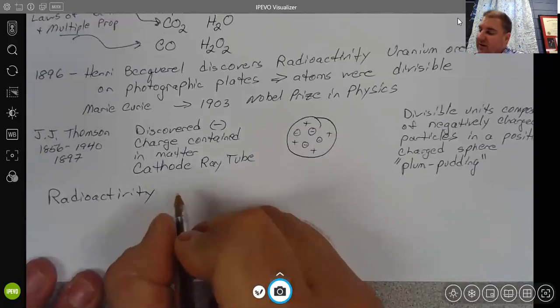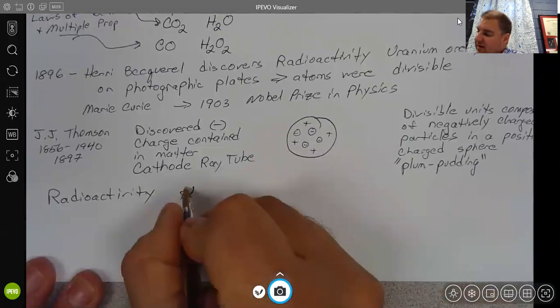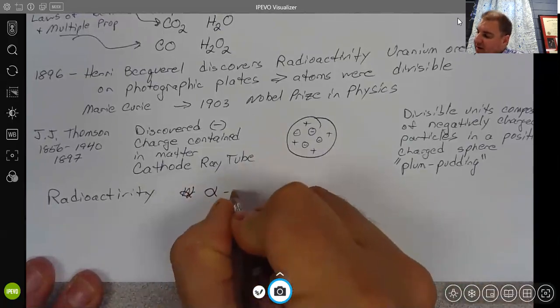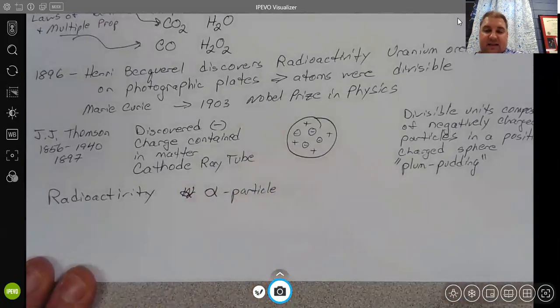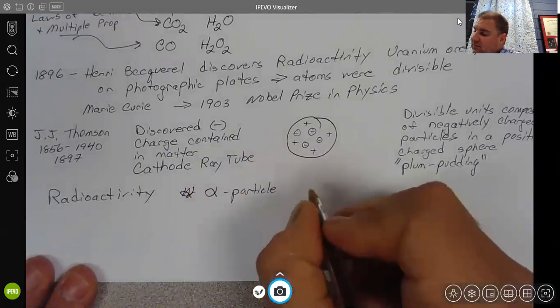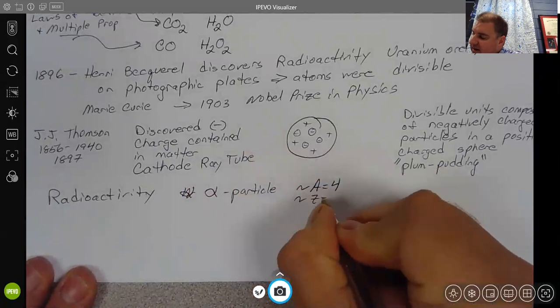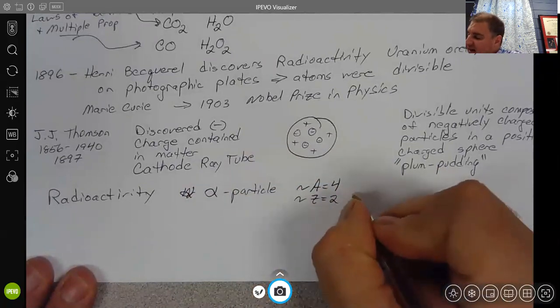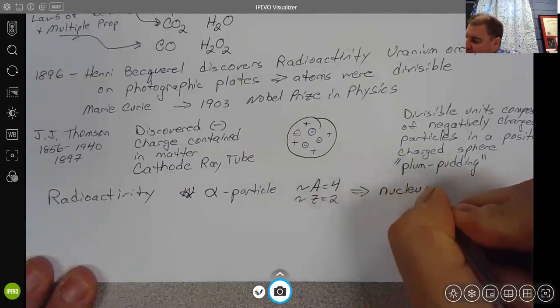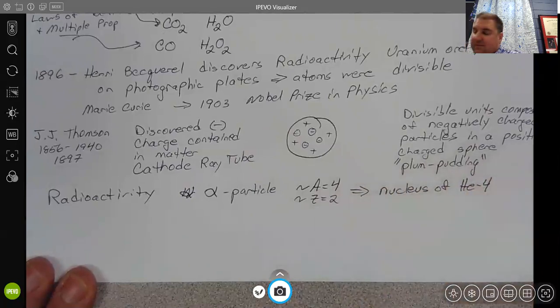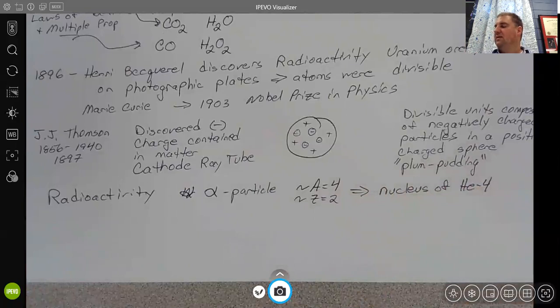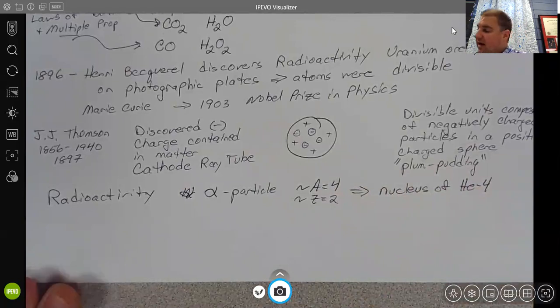So the very first type of radioactive particle discovered was called an alpha particle. Relative to the other types of radioactivity, this was pretty heavy. It had a mass number of 4 and an atomic number of 2. What we understand now is that an alpha particle is really the nucleus of a helium-4 atom. So wherever it came from, the atoms that emit alpha particles are losing 2 protons and 2 neutrons at the same time. We would call that alpha decay, but there's going to be a separate set of videos on radioactive decays and nuclear reactions.